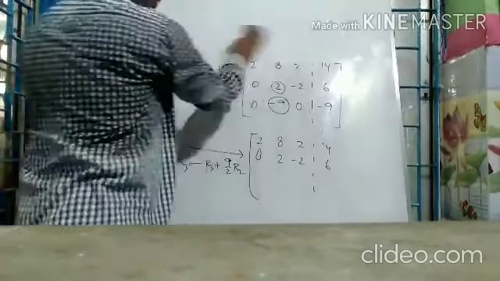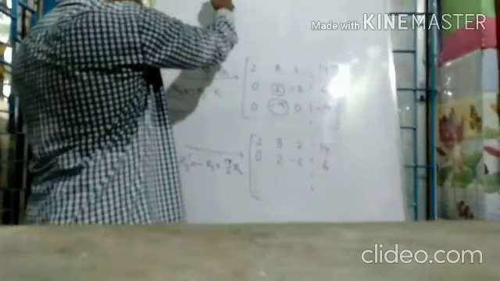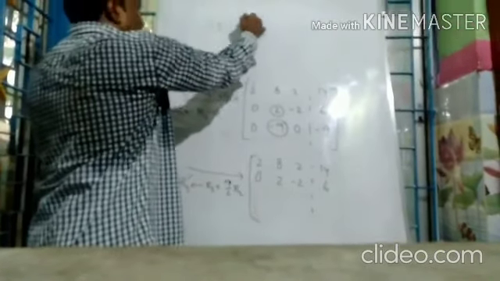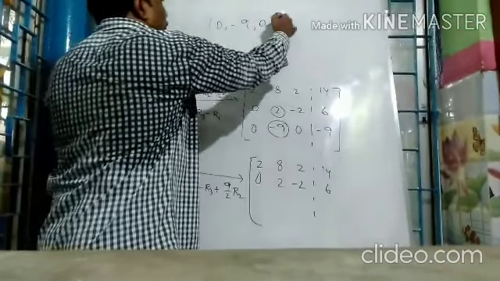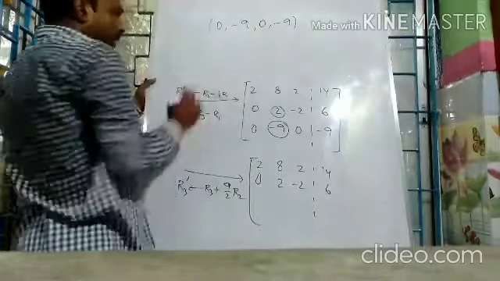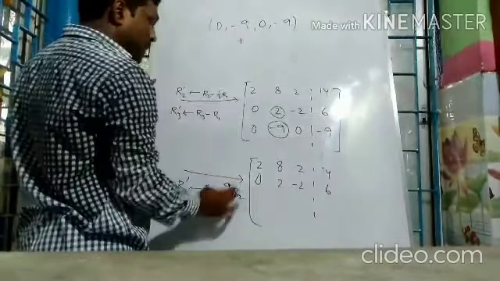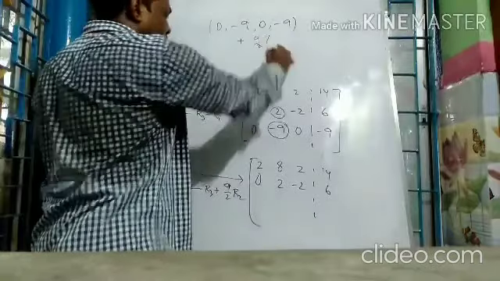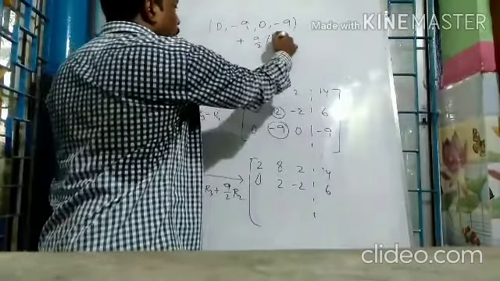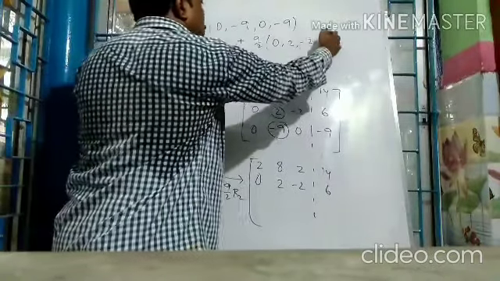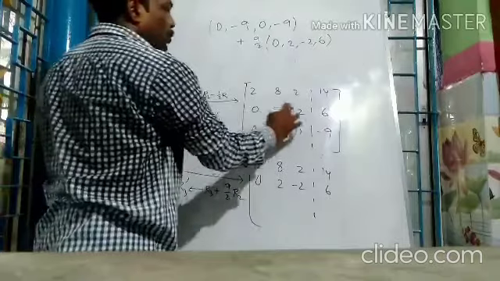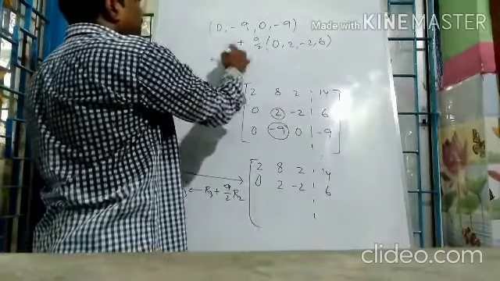R3 is 0 minus 9, that is, 0 minus 9 plus 9 by 2 R2. R2 is what? R2 is 0, 2, minus 2, 6. Just simplify: 0 plus 9 by 2, 0.